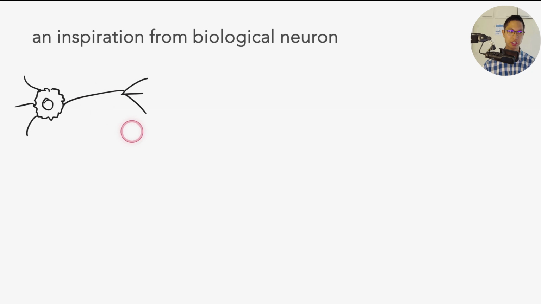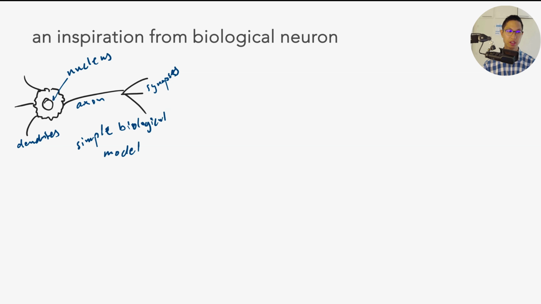Here we have a biological neuron that I have drawn, and it's quite a simple drawing. You have a nucleus and you have an axon. Then you have dendrites. This is how the neuron looks. And you have synapses, these are the connections here. This is a simple biological model.